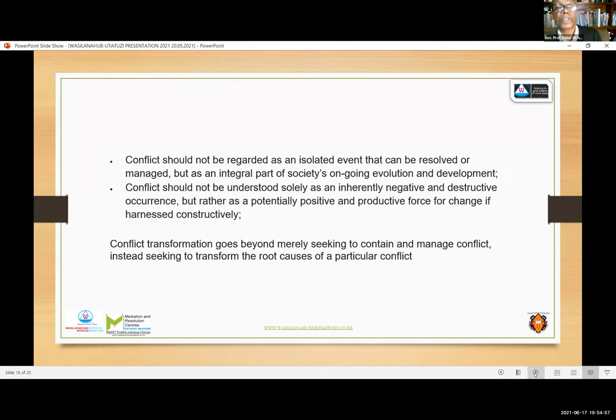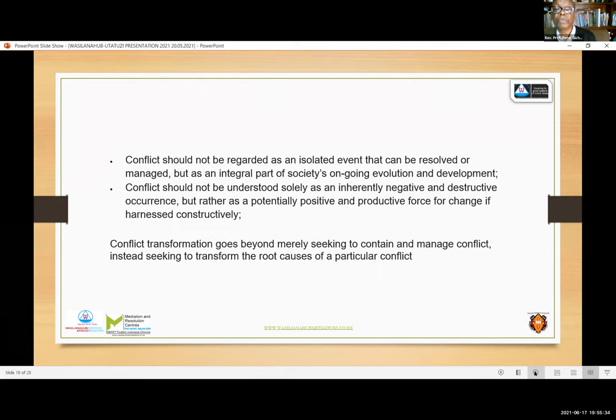So conflict should not be regarded as an isolated event that can be resolved or managed, but it's an integral part of society's ongoing evolution and development. So conflict should not be understood solely as an inherently negative and destructive occurrence, but rather as a potentially positive and productive force for change if harnessed constructively. Here the key word is to harness it constructively.